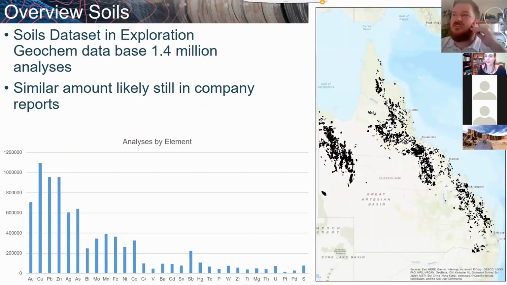So I'm just going to step through a couple of the data sets. Initially, the soils database has 1.4 million analyses, and there's still probably that many left in company reports. You can see that the analyses are very much focused on 10 major elements basically associated with base metals and gold and their traces, and then there's a bit of a tail of other elements where there's on the order of maybe 10 to 20,000 analyses that have been done for up to 30 elements, but that's where the data stops.